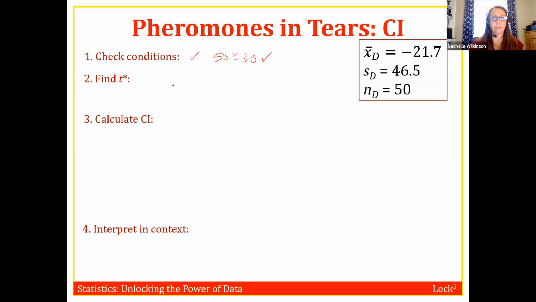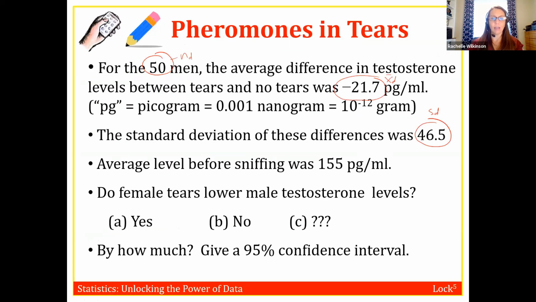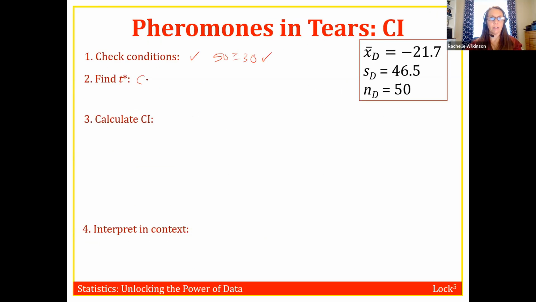And I believe on the previous slide, it said we wanted a 95% confidence interval. So that's my confidence level. So I'll put that here: confidence level is equal to 95%. And then degrees of freedom is the other thing that I need. We already found degrees of freedom on the previous slide, but again, we just took n minus 1, so that's 50 minus 1, or 49. So based on those two things, we can find our T star.